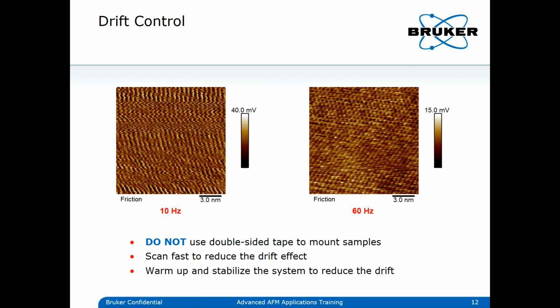The next thing to reduce the drift would be then to scan faster. You can see it in the image. You see on the left-hand side 10 Hertz scanning, on the right-hand side in the friction channel 60 Hertz, so you can see a much clearer image when you're scanning faster. And you should warm up and stabilize the system to reduce the drift, meaning it should take a bit of time. So you should turn on your system and wait when everything is loaded, something like 15 minutes, so that everything is warmed up.